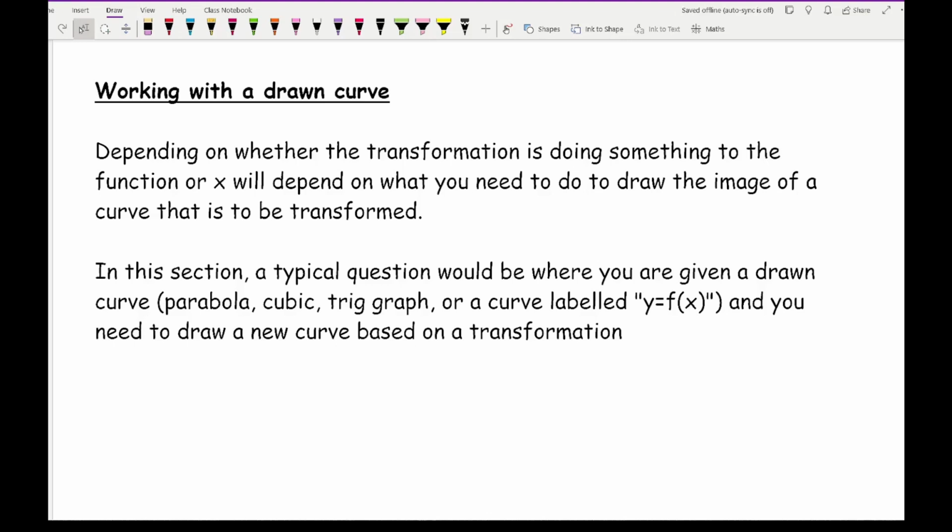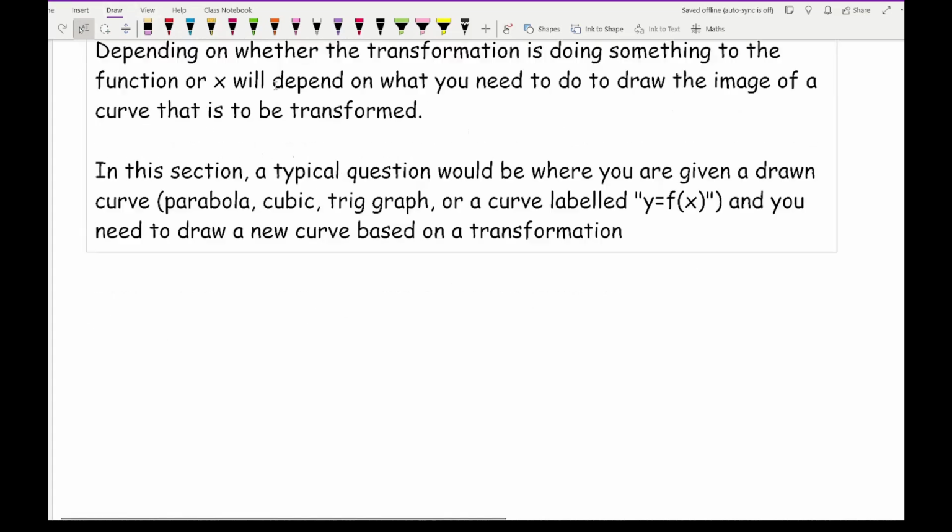you're transforming a graph but paying more closer attention to the coordinates. Now, depending on whether the transformation is doing something to the function or the x will depend on what you need to do to draw the image of the curve that is to be transformed. Now, in this section, a typical question would be where you're given a drawn curve, whether it be a parabola, a cubic graph or a trig graph, or just a random curve that's labelled y equals f of x, and you need to draw a new curve based on a transformation.